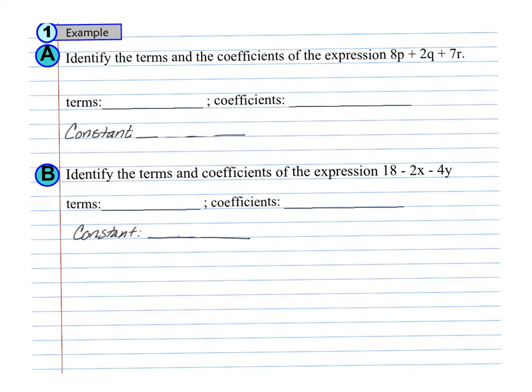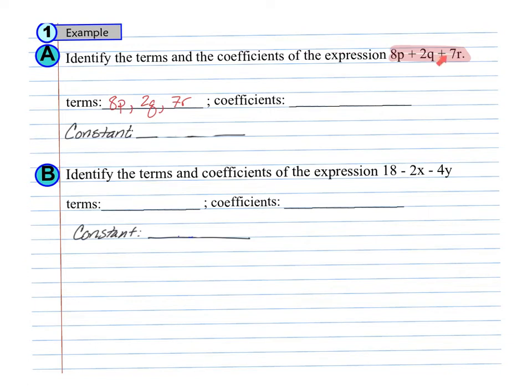So it says identify the terms, the coefficients of the expression 8p plus 2q plus 7r. I have added the constant part. So your terms, if you remember your definitions, state that a term is separated by a plus sign or minus sign. So that means 8p is our first term, 2q is our second term, and our last term is 7r.